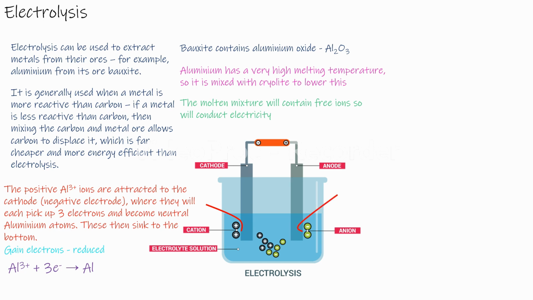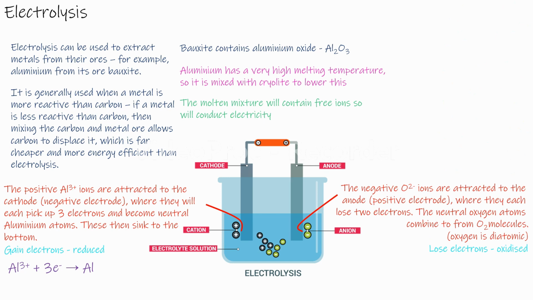Pretty simple. On our other side, we have the negative O2- ions being attracted to the anode, which is our positive electrode, where they will each lose 2 electrons. The neutral oxygen atoms combine to form O2 molecules. Oxygen is diatomic, meaning it will always form a covalent bond with another molecule of itself, hence O2. Here we see that they are losing electrons, hence being oxidized.